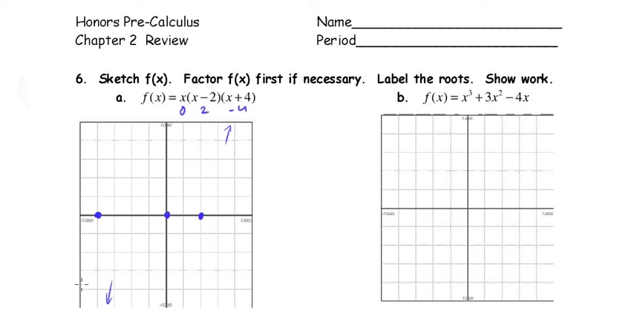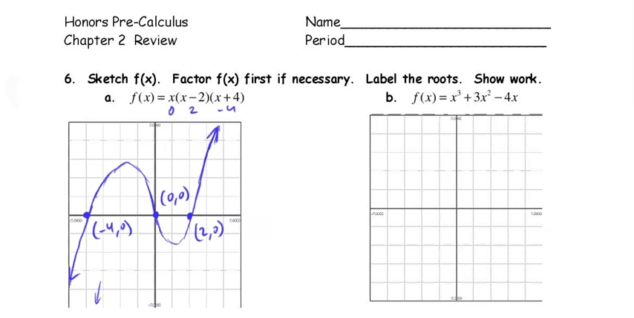So starting from down below, heading up, it's got to make a turn to get back through my root right here. Coming down, it can turn to head back up, and heads towards positive infinity. My roots, to make sure I label them, are (negative 4, 0), (0, 0), and (2, 0).